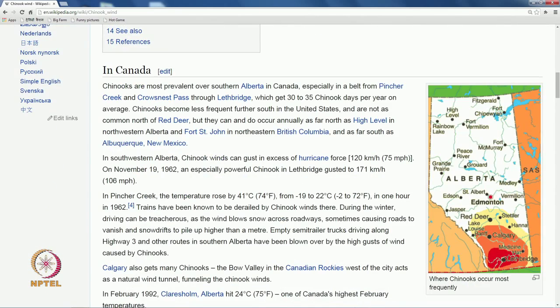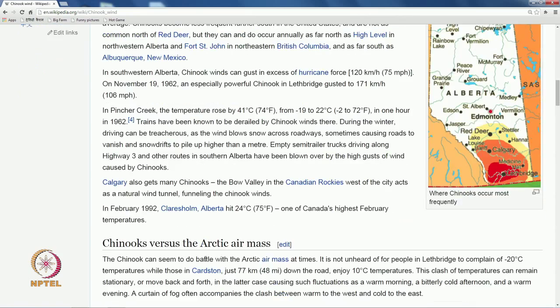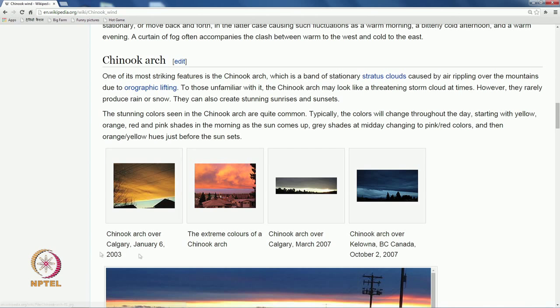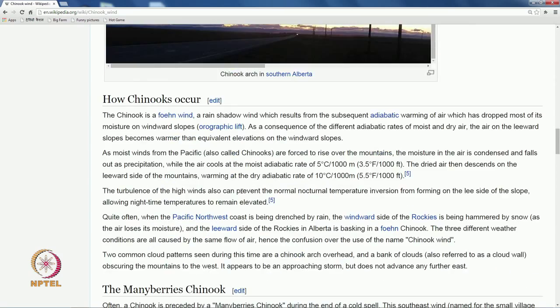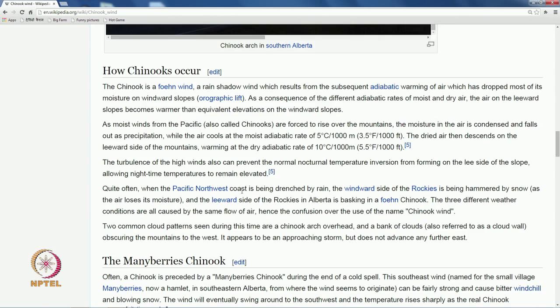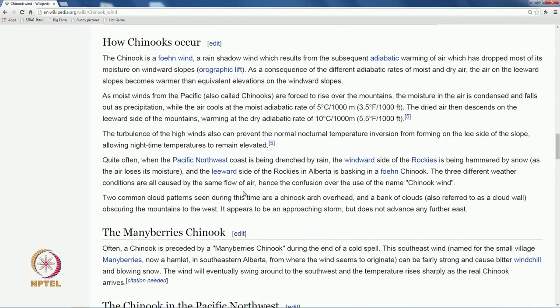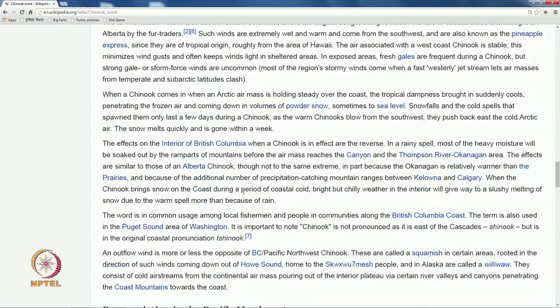And in Canada, it takes place in these regions, Calgary and so on. These are the typical cloud patterns when the Chinook wind happens, in Alberta, in Canada. How Chinook occurs is basically rain shadow, which results from all that we have seen. We have seen the complete thermodynamics, okay?